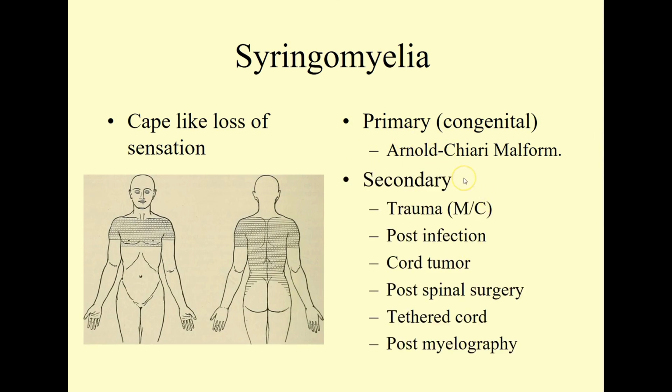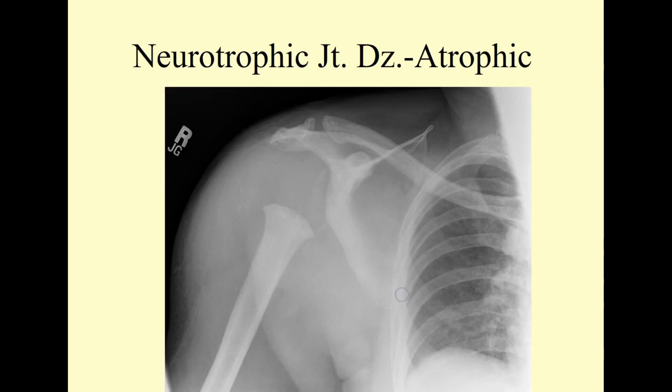We also have a longer list of secondary lesions where trauma, of course, stands out as the most common. Post-infection, cord tumors, post-spinal surgery, tethered cord, post-myelography, these are all associated with syringomyelia. But trauma, if they've had spinal surgery, you should move that up in your thought, and it really is technically a form of trauma. If they've had a myelogram, move it up in your thinking as a recognized complication of myelography. These other entities are much less common and will have other presenting signs and symptoms.